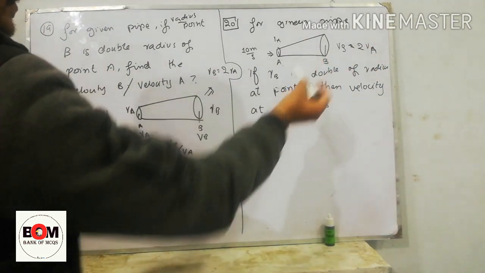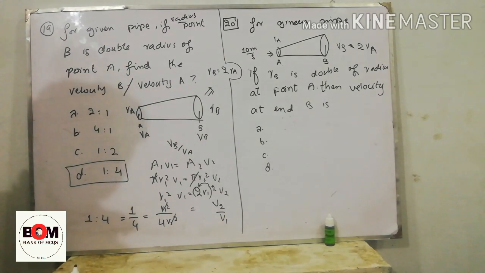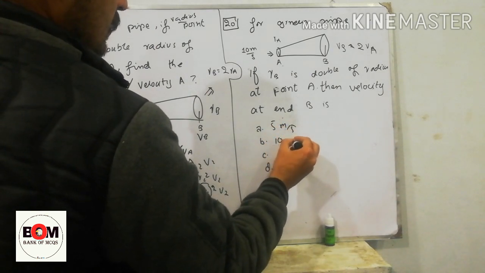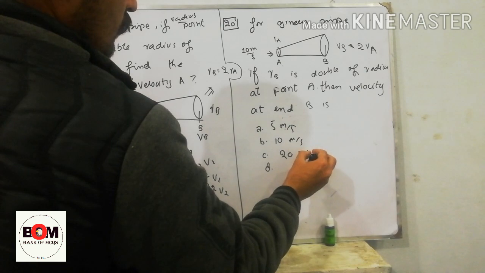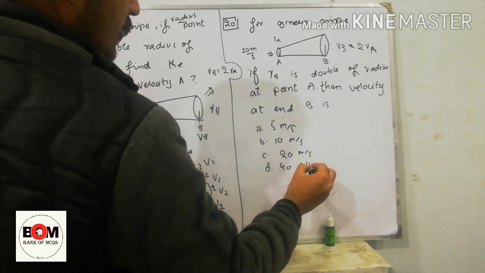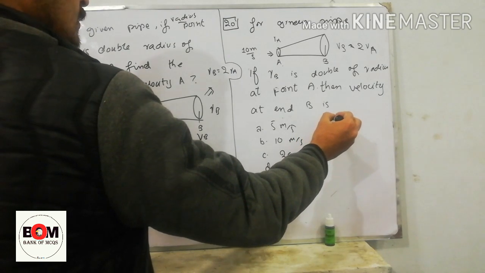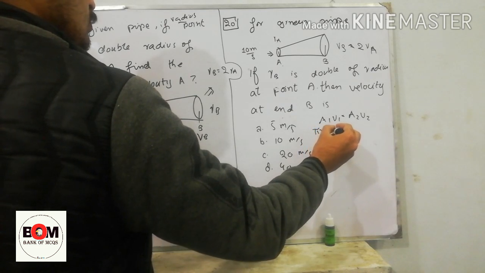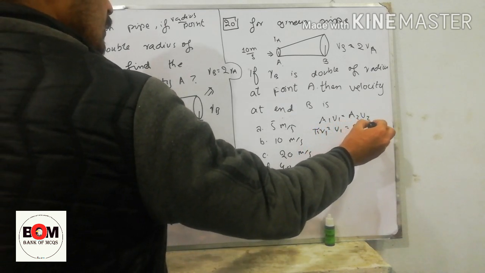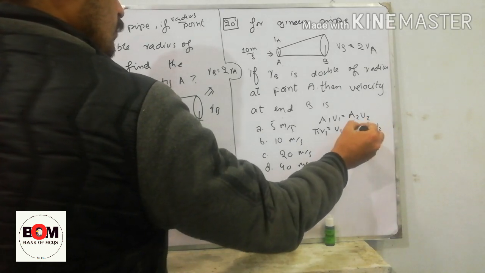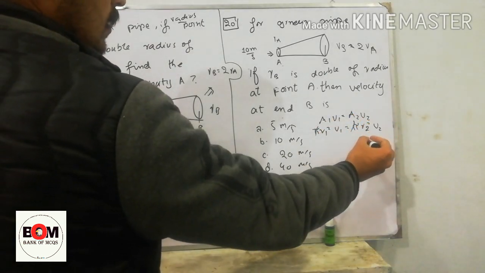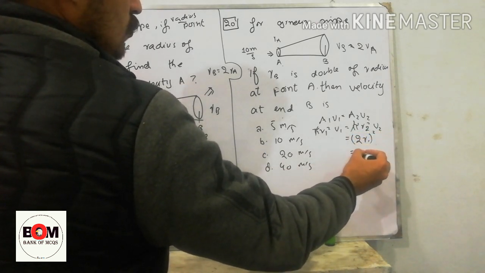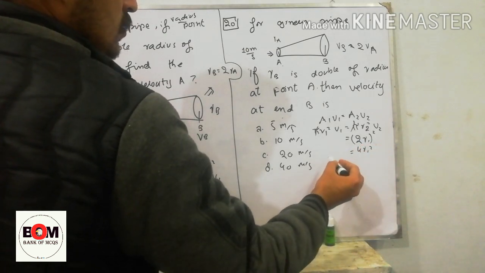Then the velocity at point B is, so then the velocity at point P is, writing the options: 2 meter per second, 10 meter per second, 20 meter per second, 40 meter per second. So we know that A1 V1 is equal to A2 V2. A1 is equal to pi R1 square, and A2 is equal to pi R2 square. Pi cancels with pi. So R2 is double of R1, so we will write 2 R1 squared instead of R2 squared, that is equal to 4 times R1 square.